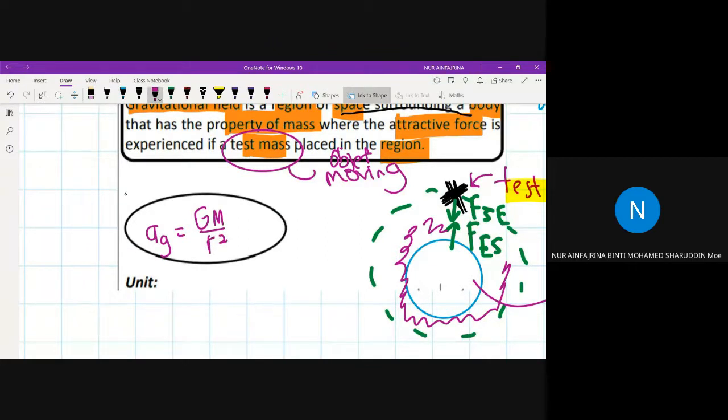Okay, what is the unit for gravitational acceleration? Acceleration. Apakah formula dia? Anyone? ms negative 2. Very good. ms negative 2 or another one is Newton per kg. But usually kita akan pakai yang ini, ms negative 2.